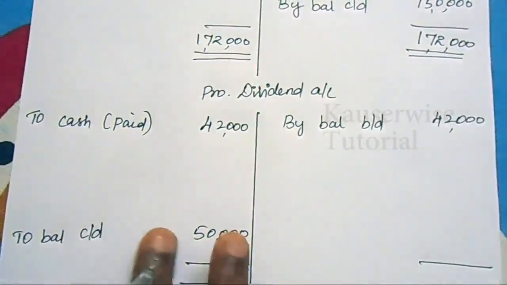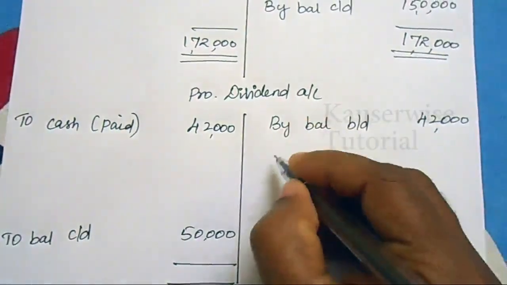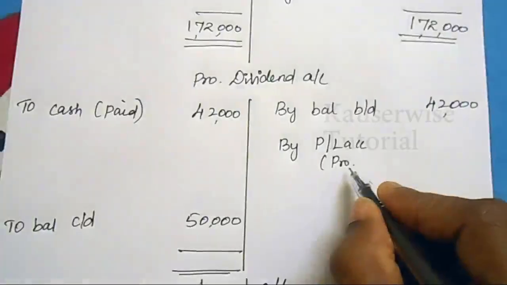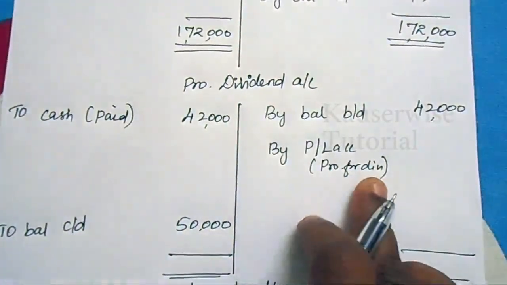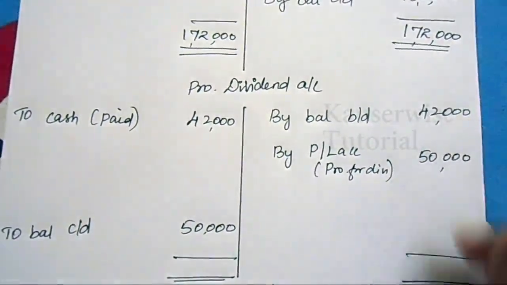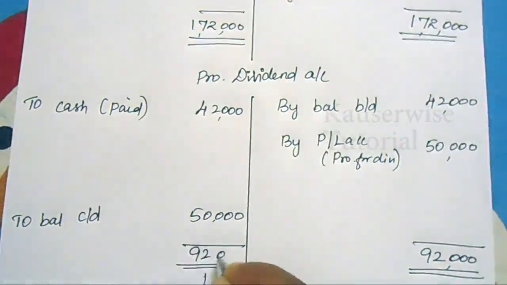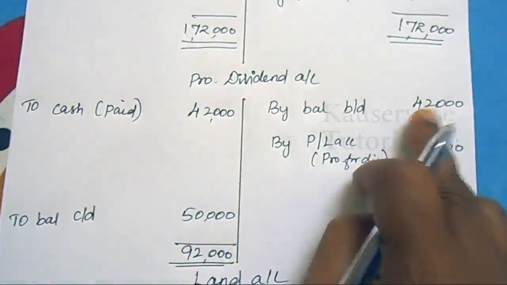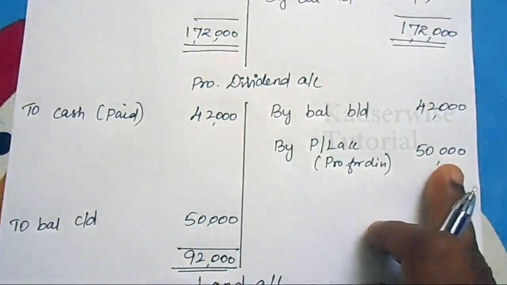So, if any provision is made during this year, that will be recorded on the credit side by profit and loss account. That is, you have made provision for dividend. Proposed dividend, how much? 50,000. Now, get the total: 92,000. There will be no balancing figure in this account. Why? Because we have considered this amount as paid and this amount as provision for current year.